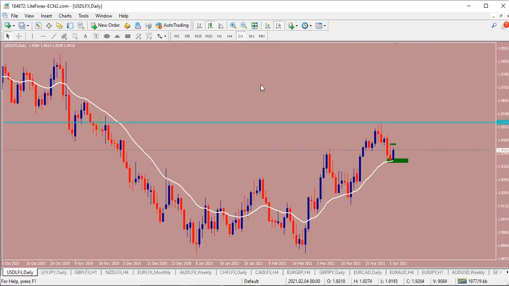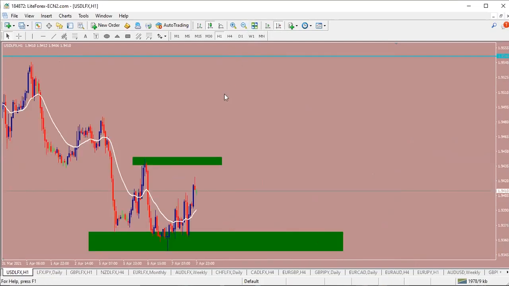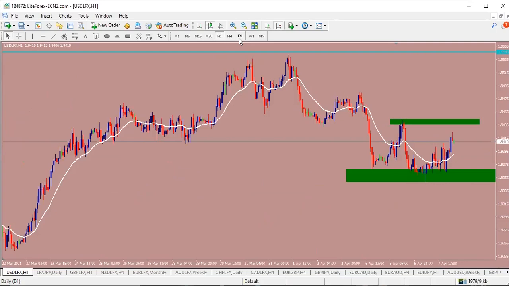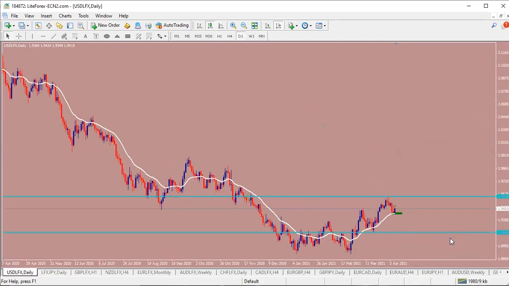If it doesn't break, what happens? I will continue the sell side. If you decide to go low, there's no problem. What I will do is come back to my daily time frame and look for my next support level, which is this level. Exactly. Can you see? So the same thing, I will repeat the process again.